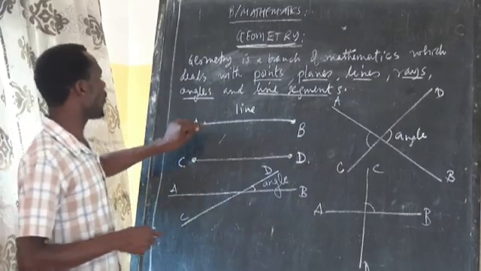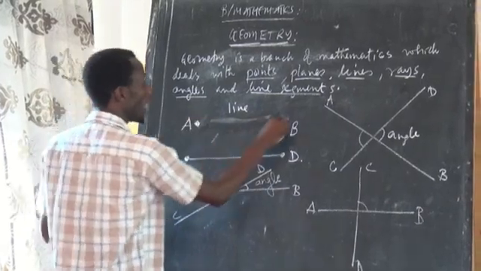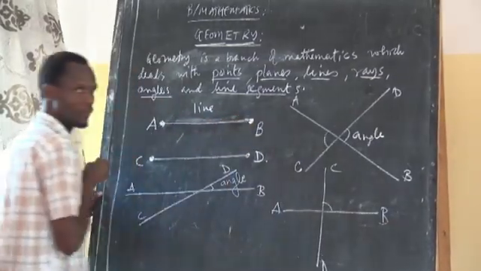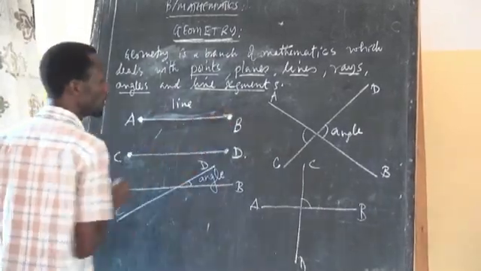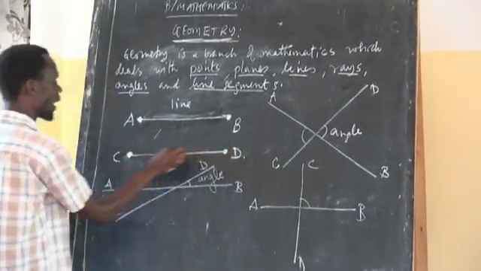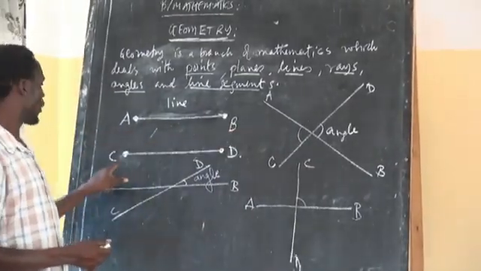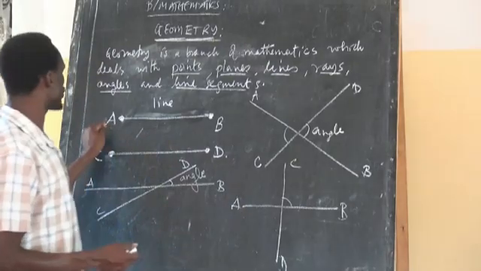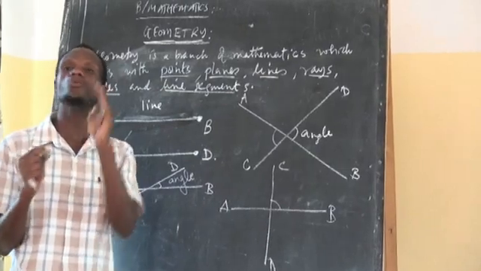If I want to form a line, this is a point A and this is point B. If I join points A and B, I form a line. Likewise, if you join point C and point D, you form a line. Each of these is a point, and if I join those points, what is formed is called a line. A line is formed after you have joined 2 points.